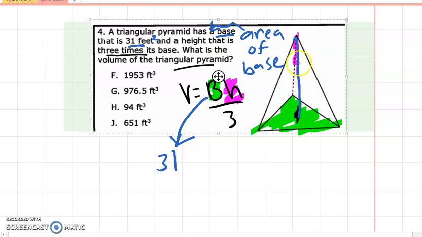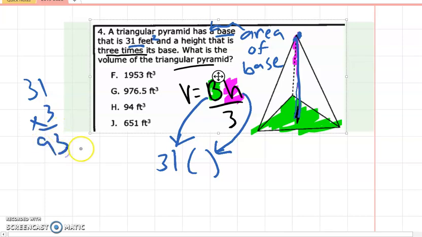In other words, here and here should say the area of its base. So the height, which is the one thing from the very top all the way to the bottom, that is this H here. And that one's going to be 3 times this. So 3 times means, well, 31 times 3 is 93, so this would be 93. And then, of course, divided by 3.